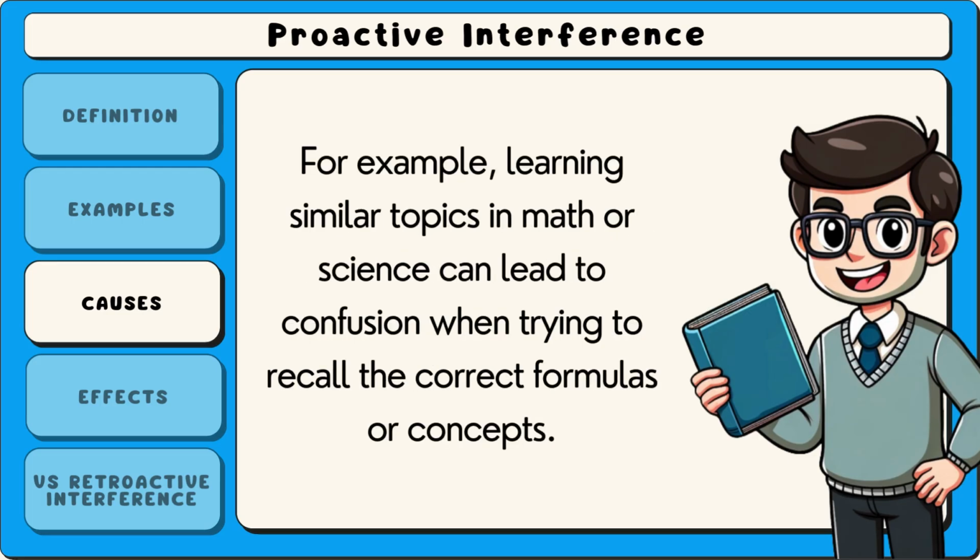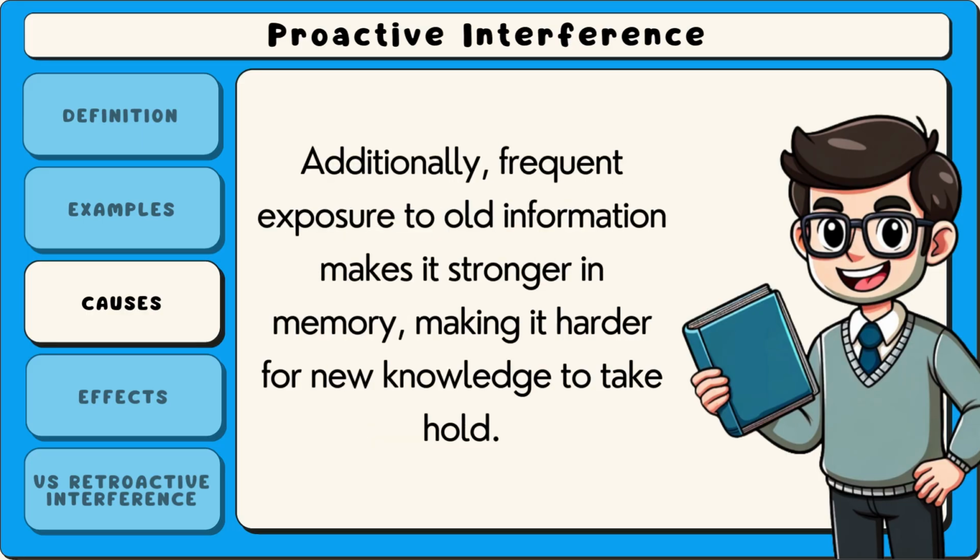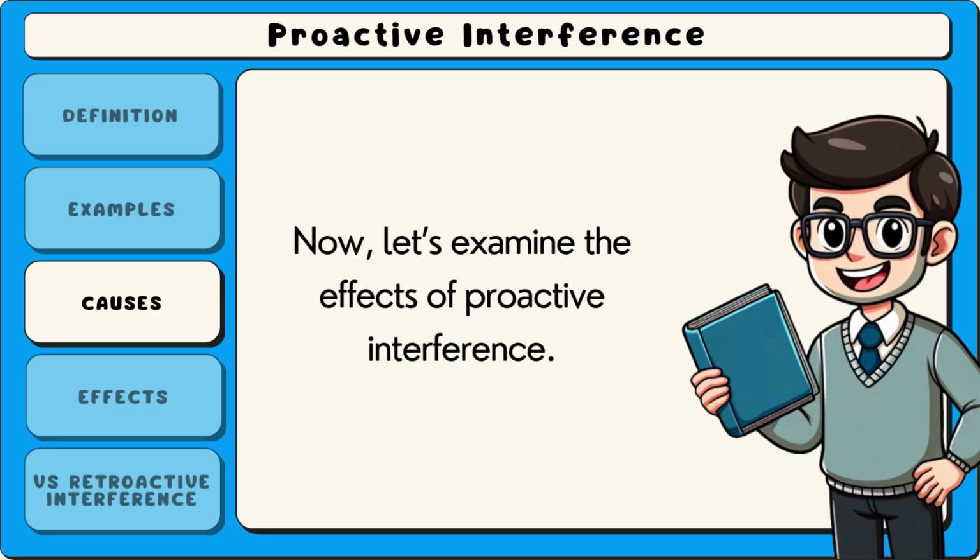For example, learning similar topics in math or science can lead to confusion when trying to recall the correct formulas or concepts. Additionally, frequent exposure to old information makes it stronger in memory, making it harder for new knowledge to take hold. Now let's examine the effects of proactive interference.